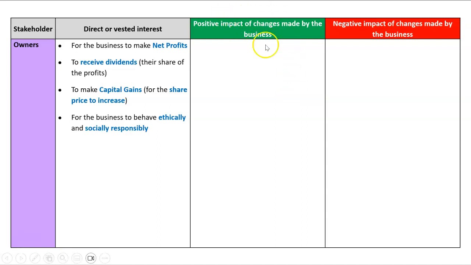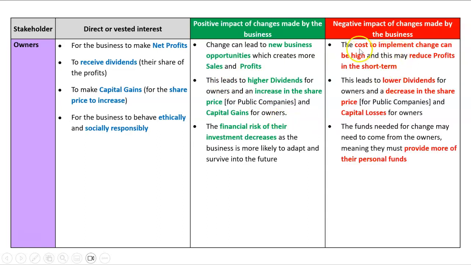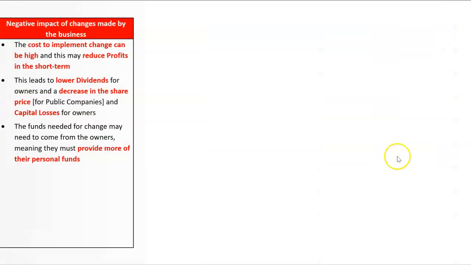And then we just want to look at it in this particular aspect of the course. What are some possible positive impacts of change by the business on the owners? So it can create more profits, and that leads to higher dividends and increase in the share price. But there are negatives as well. For example, it might require the owners to put in more money for the change to happen. And in the short term, the share market doesn't like change. It can often result in a lower share price in the short term, and therefore lower dividends and capital losses.